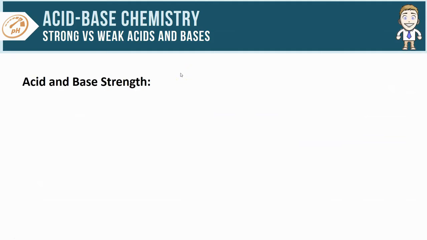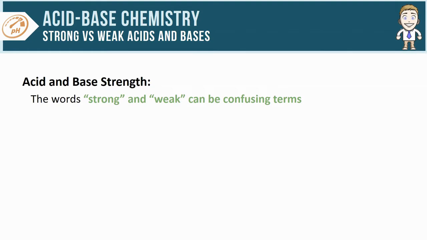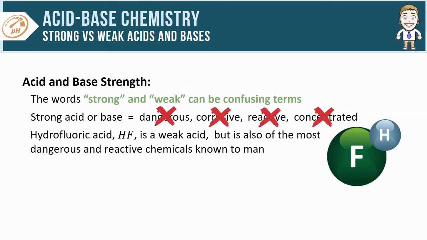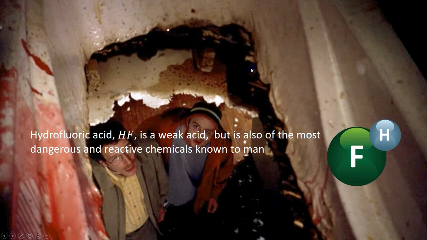The first thing to clear up is that the word strength, or strong versus weak, is actually a confusing term when you hear it. If you were talking about a strong acid or strong base, the word strong makes you think that that's going to be an acid that is dangerous or corrosive, reactive, or maybe even more concentrated, and it just doesn't mean any of those things at all. A good example of this is hydrofluoric acid, termed a weak acid, and yet it's one of the most dangerous and reactive chemicals known to man.